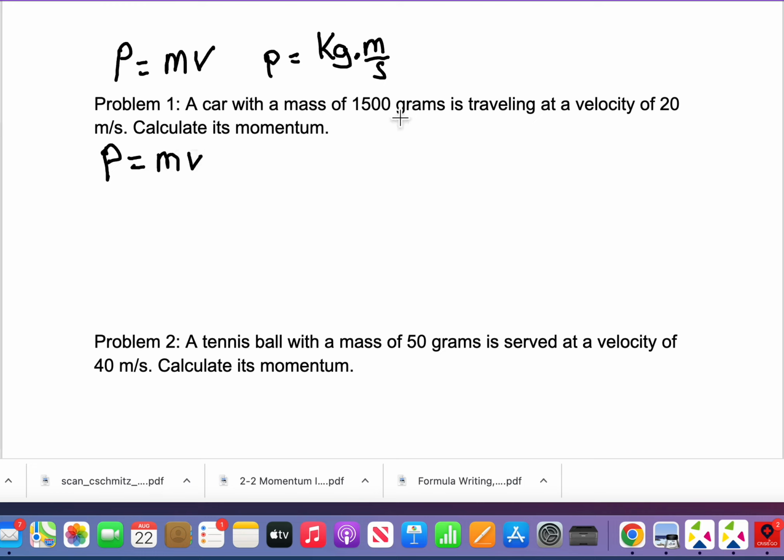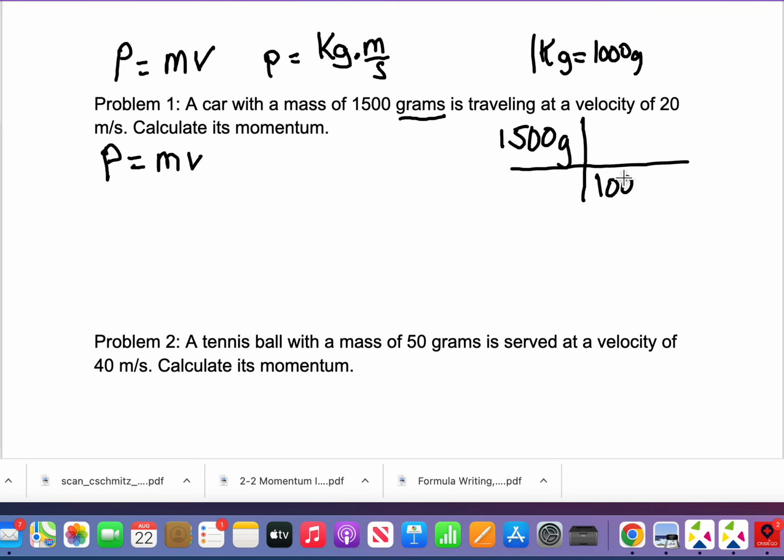But if we see that our mass is not in kilograms, we have to change that first. So we're going to change the grams to kilograms. If you remember, 1 kilogram equals 1,000 grams. Remember to always keep the same units diagonal. Grams are diagonal. Oops, I forgot to write the 1 kilogram. So if we take 15 times 1 divided by 1,000, that ends up being 1.5 kilograms.